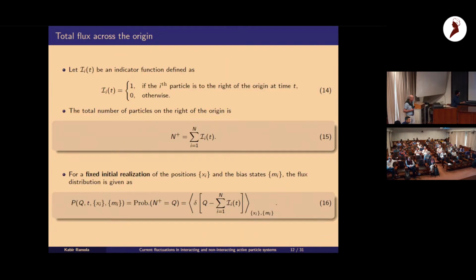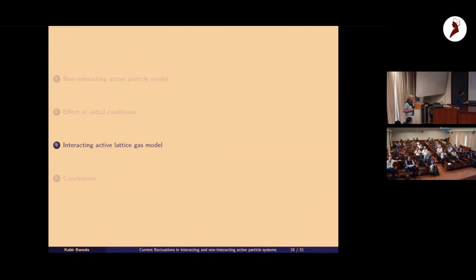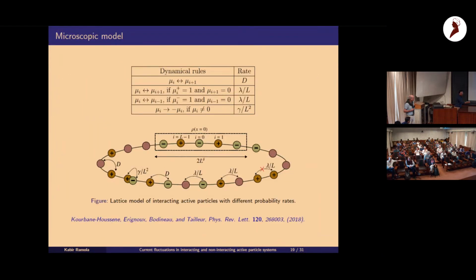Yes, with this, again, let me just go back. This is a very good question. We always look at lambda by L. So that's the weak asymmetry. So you're saying it would be a difference. Yes, you would get different results if you look at TASEP. Exactly.